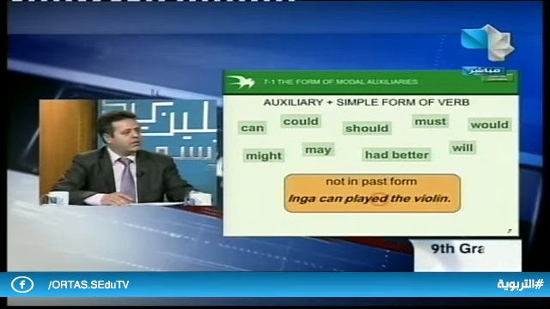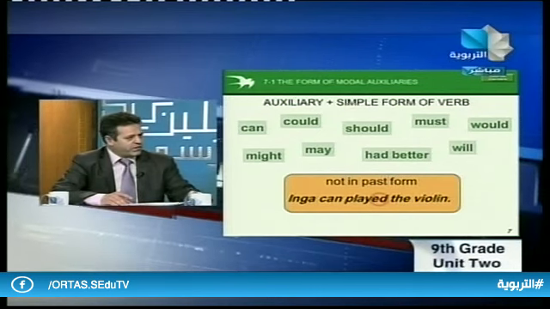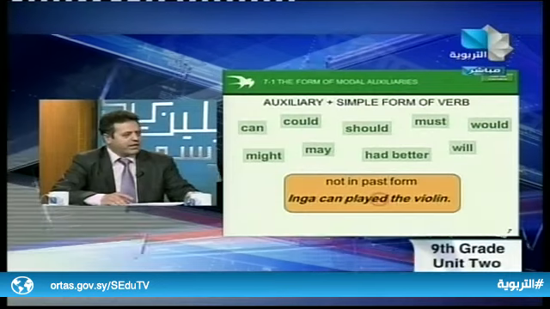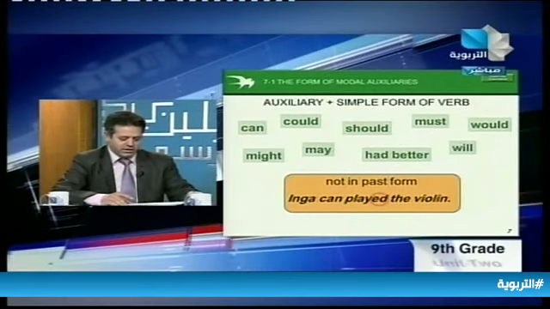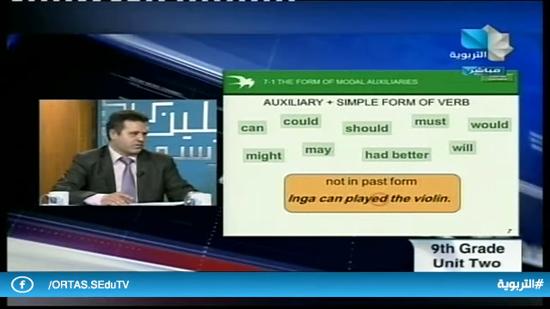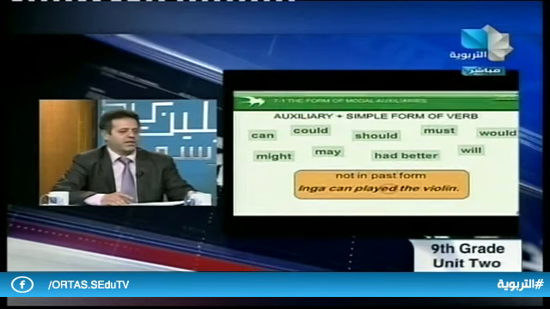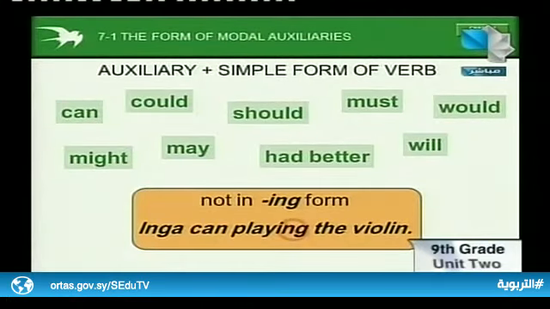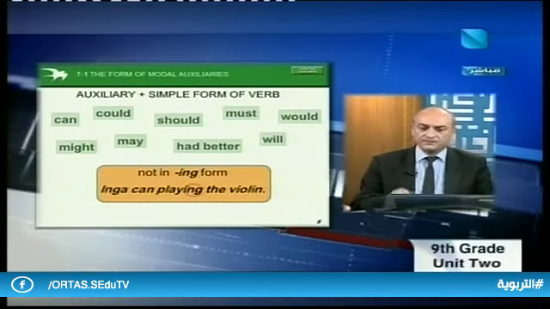Also, modal verbs are not followed by the ed form, so we cannot say he can played the violin. It's wrong. We should say he can play the violin. So the zero form, or the base form, must be used at all times.